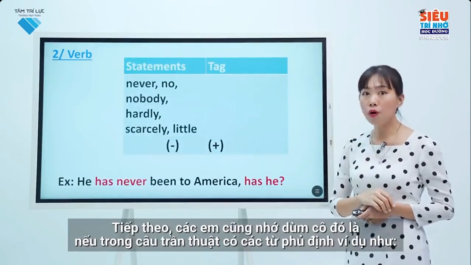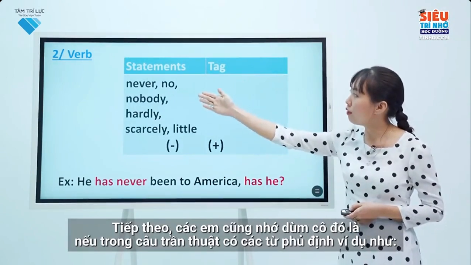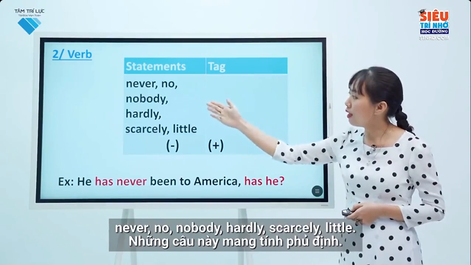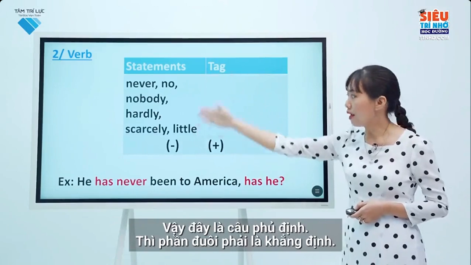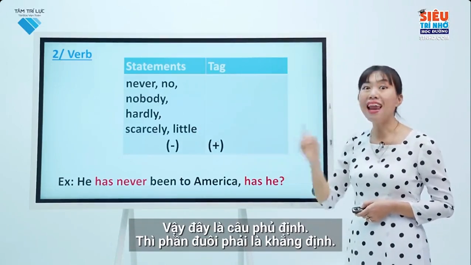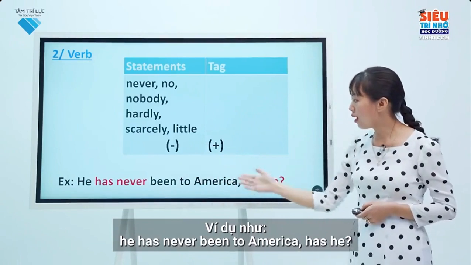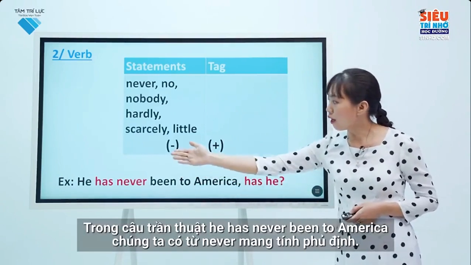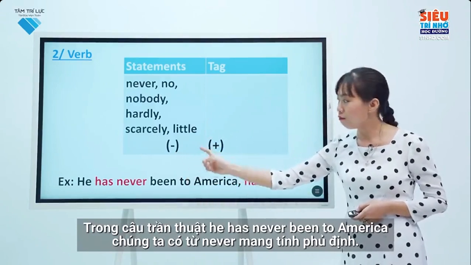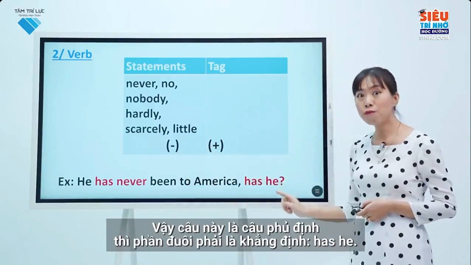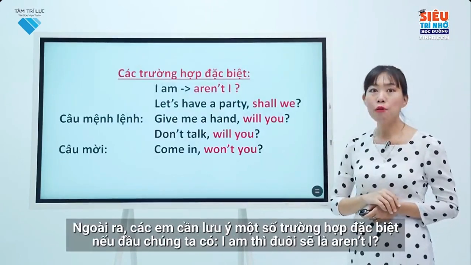Next, you should remember that when affirmative sentences contain negative words such as never, no, nobody, hardly, scarcely, little, these sentences are negative. Then, this is a negative sentence. The tag question will be affirmative. For example, he has never been to America, has he? In the statement, he has never been to America, we have never as a negative word. So, this is a negative sentence. The tag question will be affirmative. Has he?